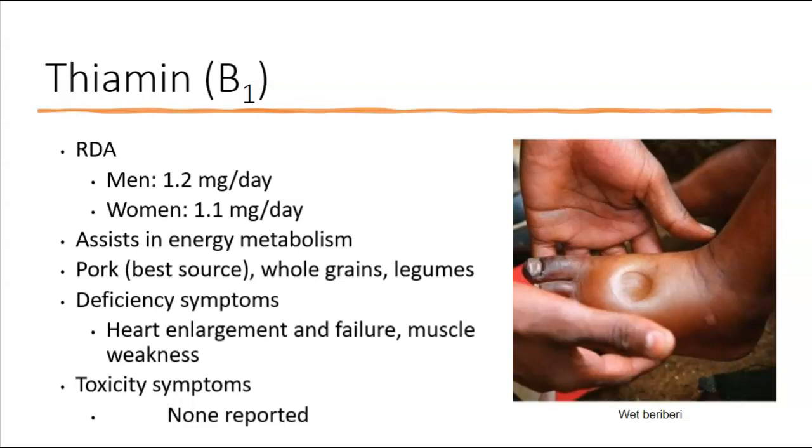And thiamine assists in energy metabolism, so it's necessary for energy. The best source is pork. Other sources, we can get them in whole grains or legumes. And if you are deficient, you might have an enlarged heart or heart failure or some sort of muscle weakness. And there are no toxicity symptoms reported.